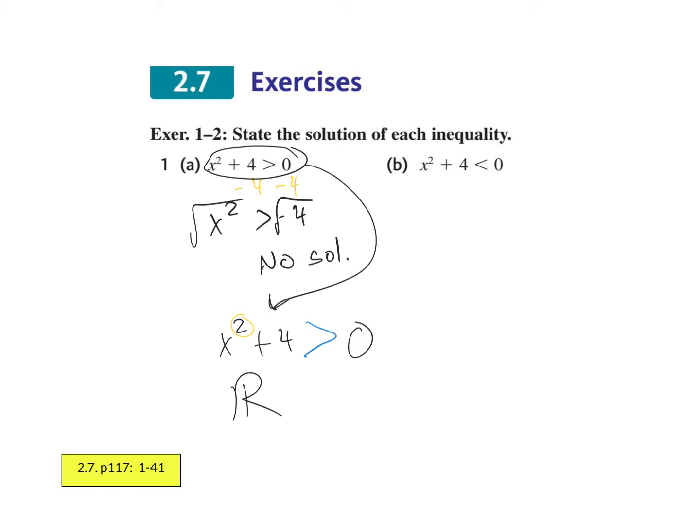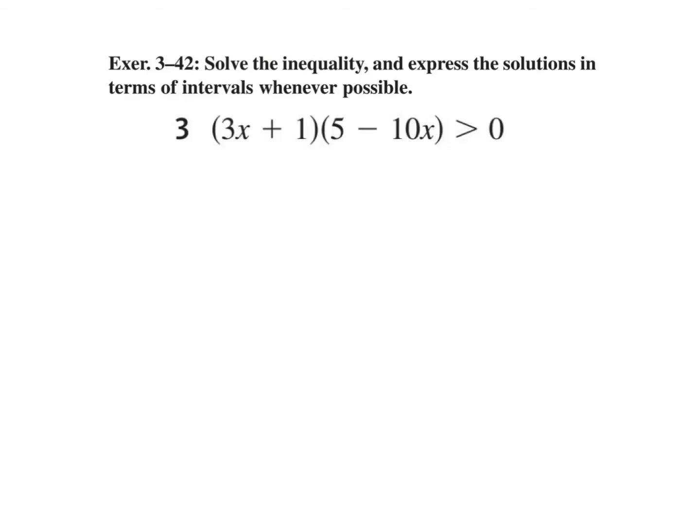And then x squared plus 4 is less than 0. Are you ever going to get anything that's negative? That's what less than 0 means, and that's no. So that one is no solution. So let's use our brains as we progress from here. All right.